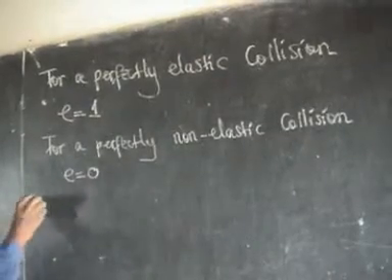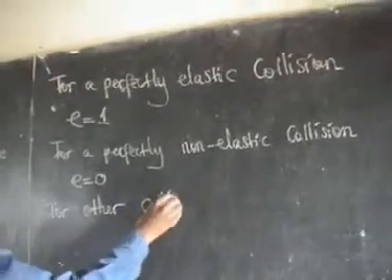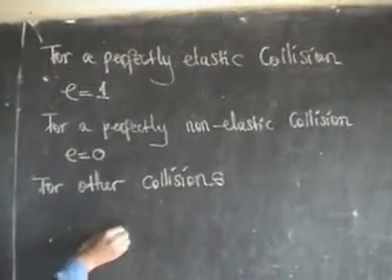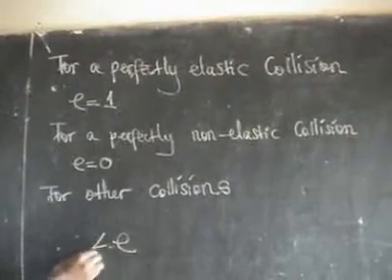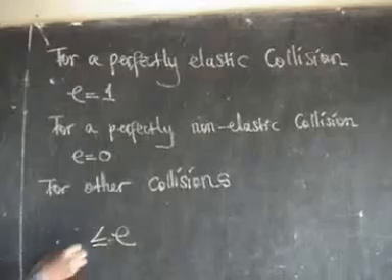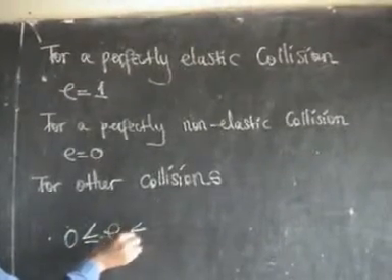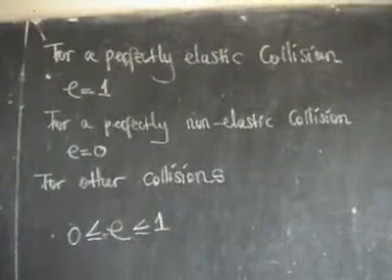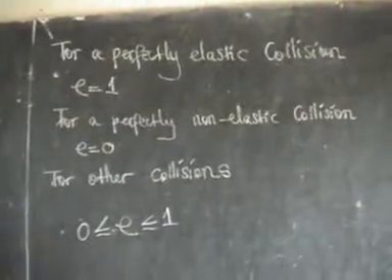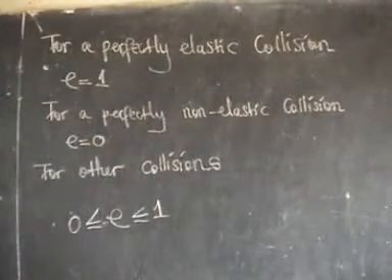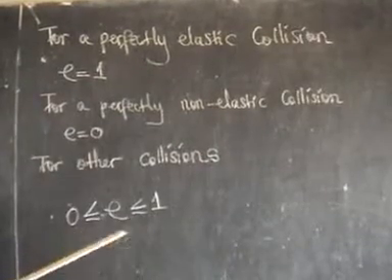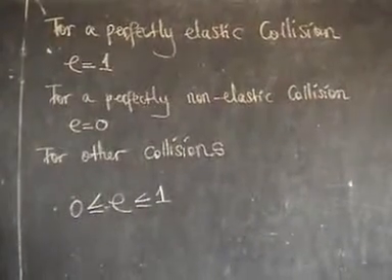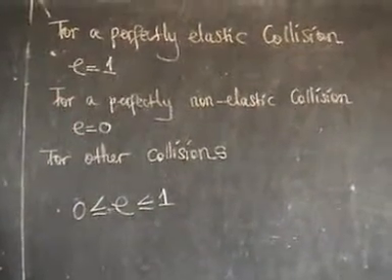For all other collisions, we shall get E greater than or equal to 0 and less than or equal to 1. So E is just a measure of the elasticity for a given collision, and it is always between 0 and a positive 1. So if you were given a perfectly elastic collision, you can also use this ratio.